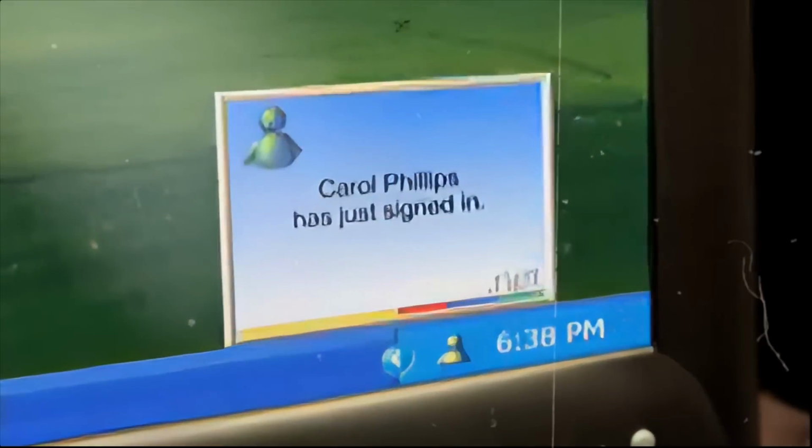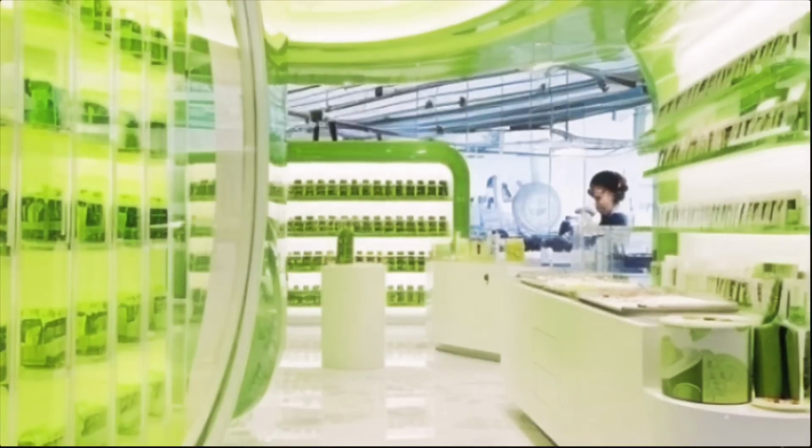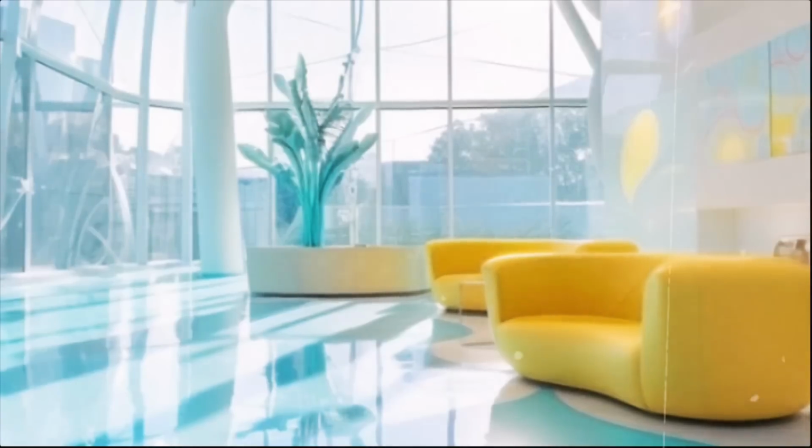This was the aesthetic that defined the mid-2000s. A world where glass, bubbles and nature met digital design. It was dreamy. It was everywhere. It was the promised future. But like most dreams, Frutiger Aero didn't last.